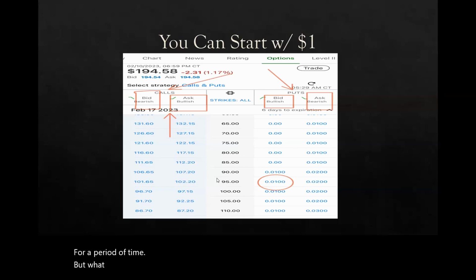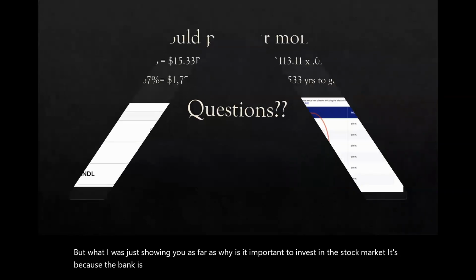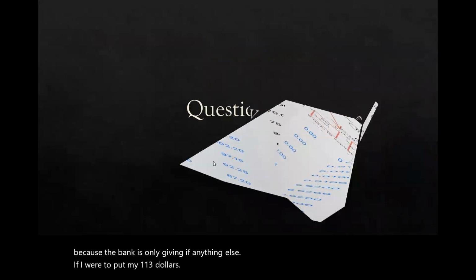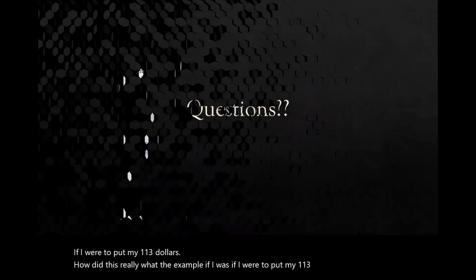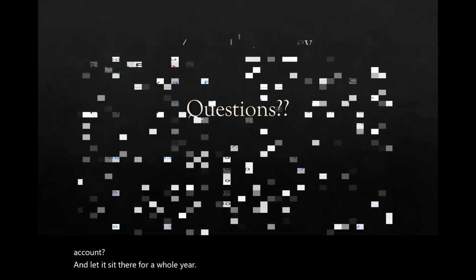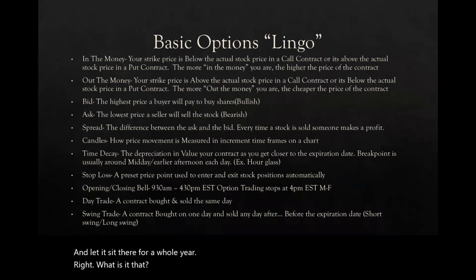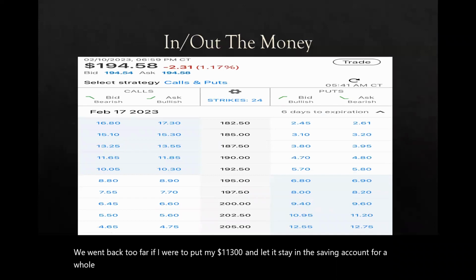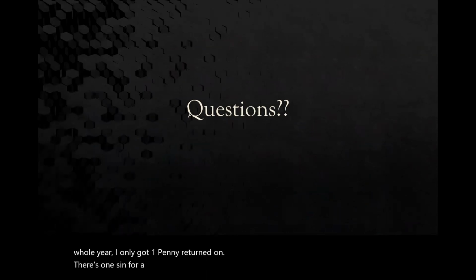But what I was just showing you as far as why it's important to invest in the stock market is because the bank is only giving, if I would have put my $113 into my savings account and let it sit there for a whole year, right? Where is it at? I went back too far. If I would have put my $113 and let it stay in the savings account for a whole year, I would have got 1 penny returned on it. Just 1 cent for a full year sitting in a savings account.